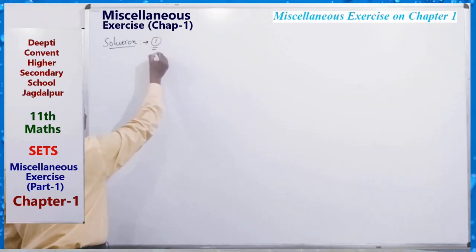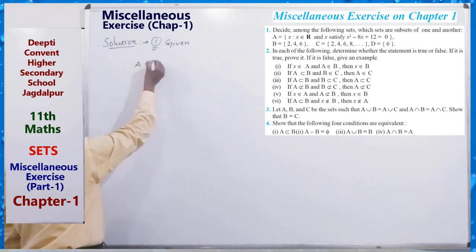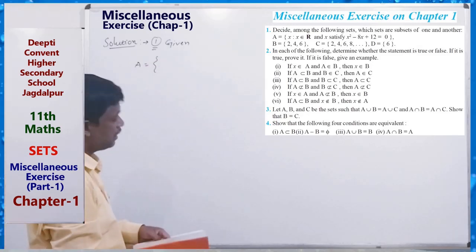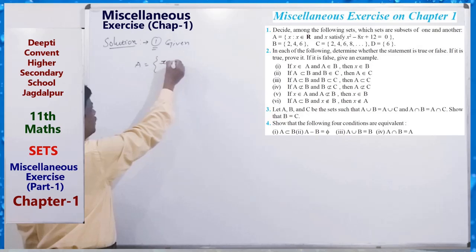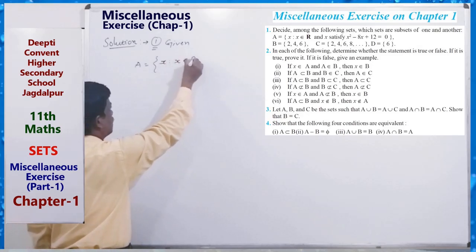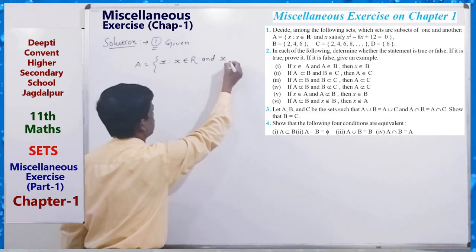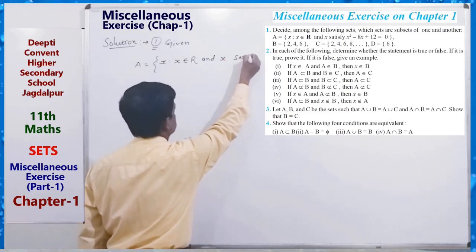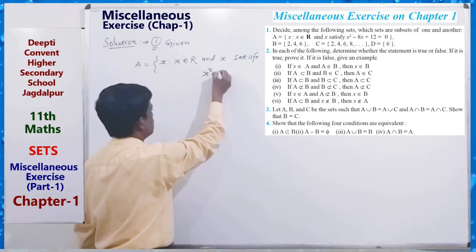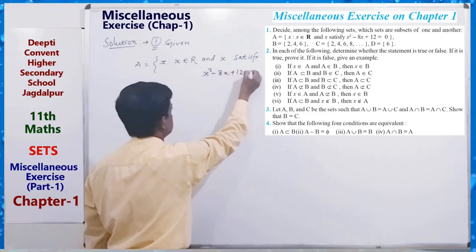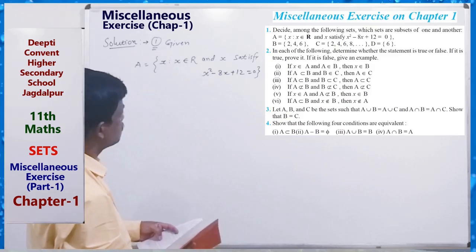First, given A equals, where A equals what? x such that x belongs to R and x satisfies x square minus 8x plus 12 equals 0. This is the first set: x square minus 8x plus 12 equals 0.